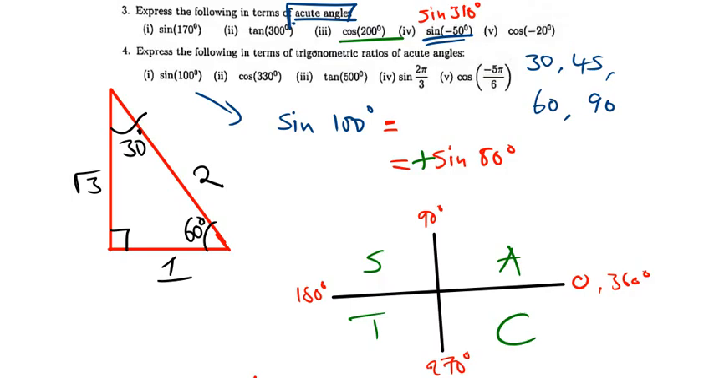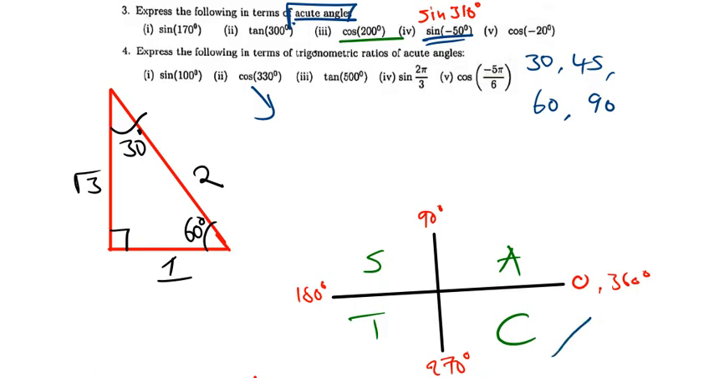If you can think of a way, please give us a comment and we'll gradually review that. Okay, now let's look at this one. Cos 330. 330 is in which quadrant? It's between 270 and 360. So for us to find the acute angle, subtract from 360. So cos 330 gives us what? Cos of 360 minus 330.